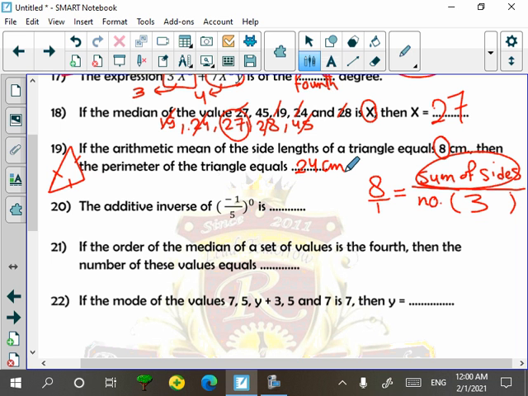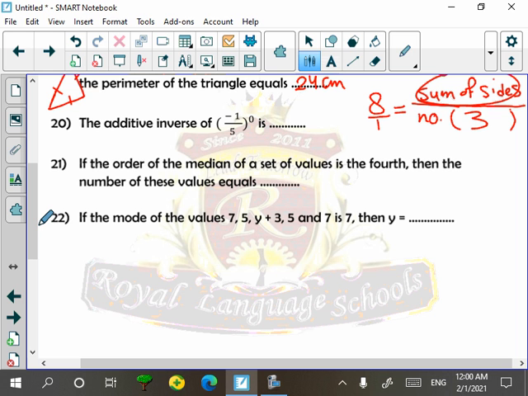centimeters. Number 20: the additive inverse of (-1/5) to the power 0 is... any number to the power 0 equals 1. Then the additive inverse of 1 will be -1. So the answer to the question, the additive inverse of (-1/5) to the power 0, is -1.